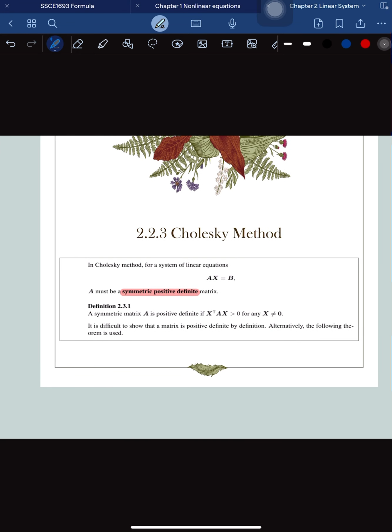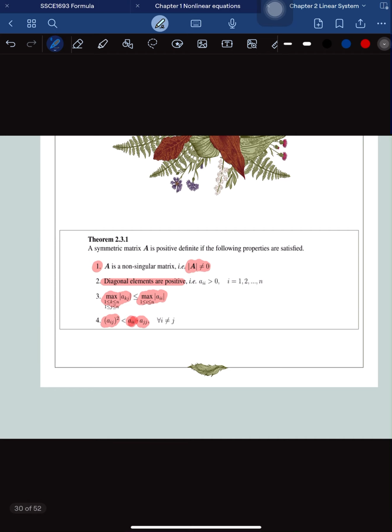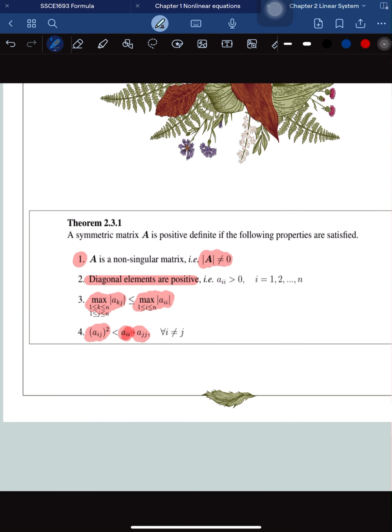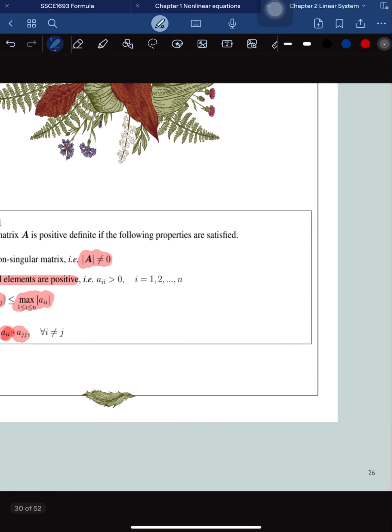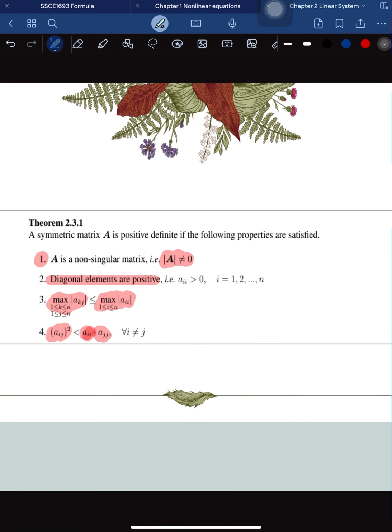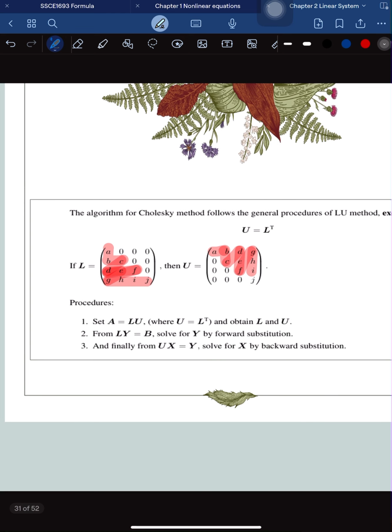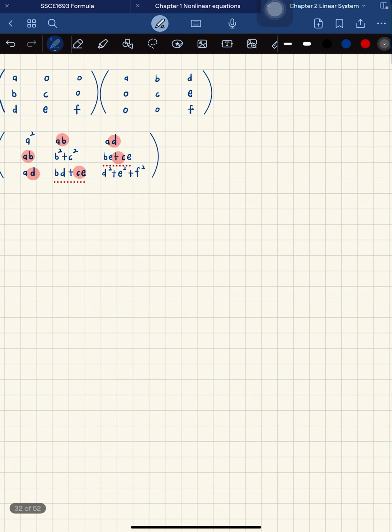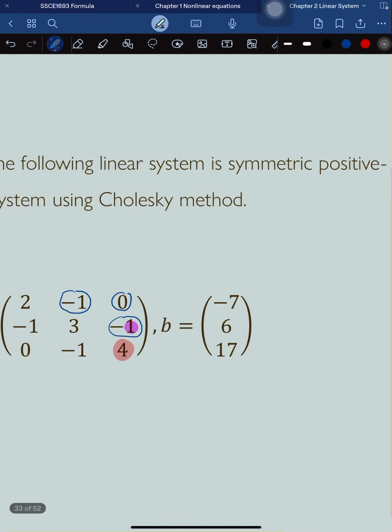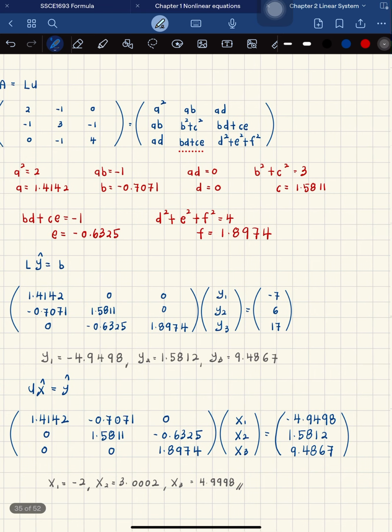And the last one is the Cholesky method. If you want to apply the Cholesky method, you have to check that the matrix is symmetric positive definite, so it should satisfy all these properties. Then you can apply the Cholesky method. This theorem will not be provided, so you have to memorize it. And for the LU method, don't forget the arrangement for L and also U. After that, apply the same formula like we do in Doolittle. Okay, that's all.